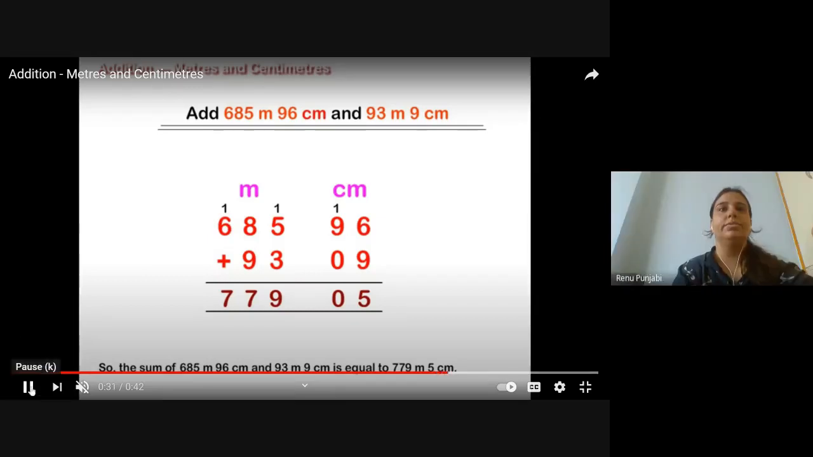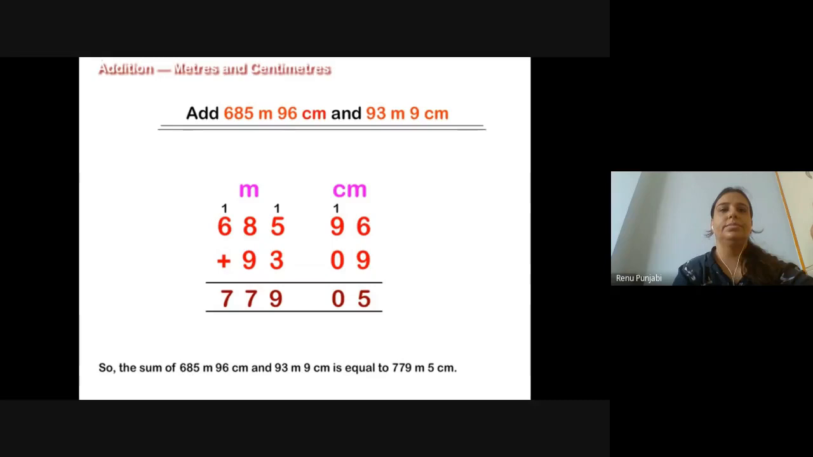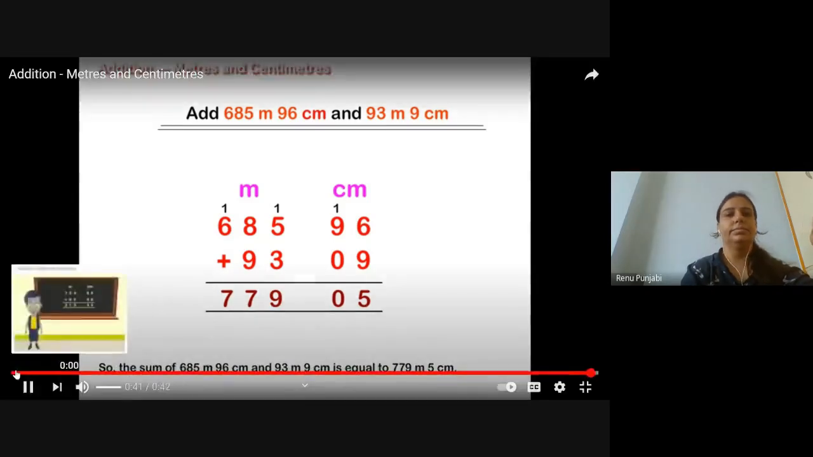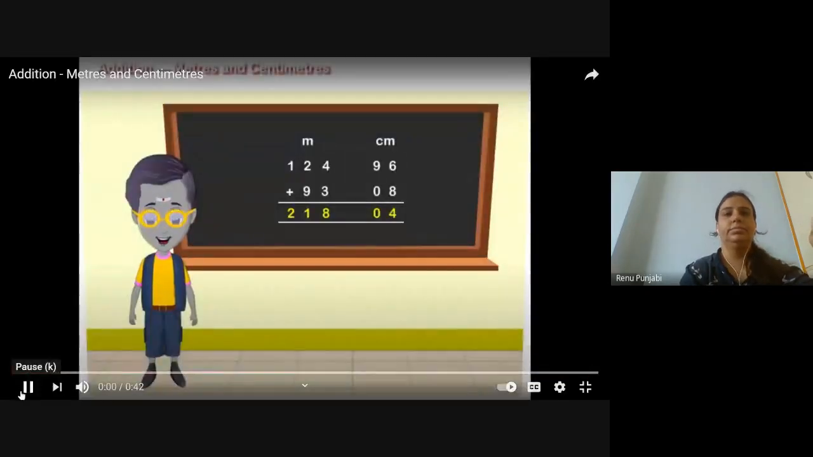Mute yourself. 29 meter, 5 centimeters. Addition, meters and centimeters.